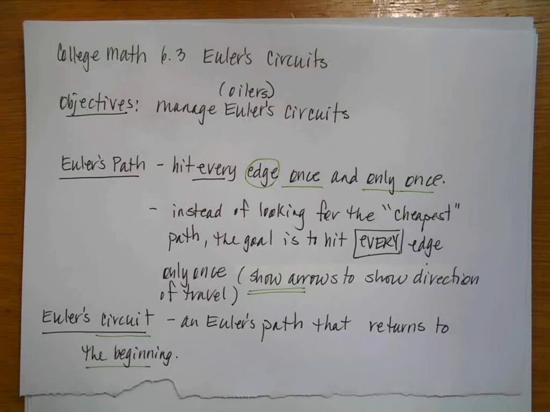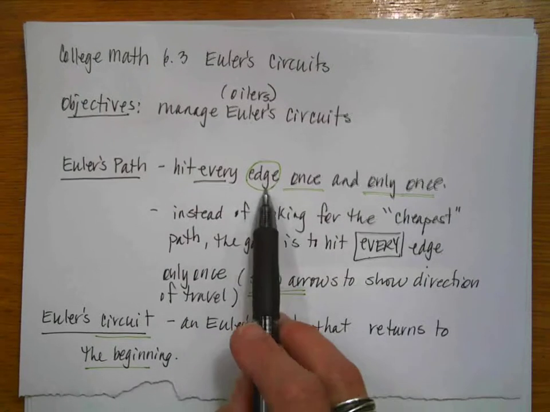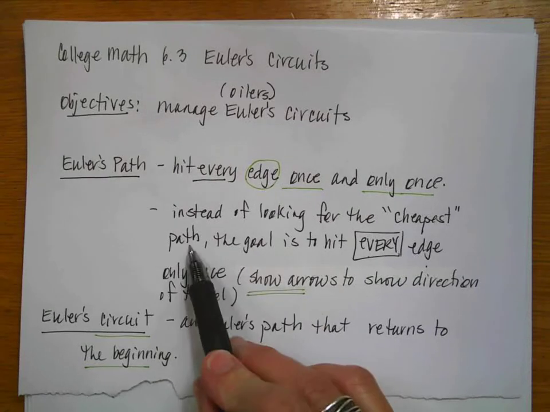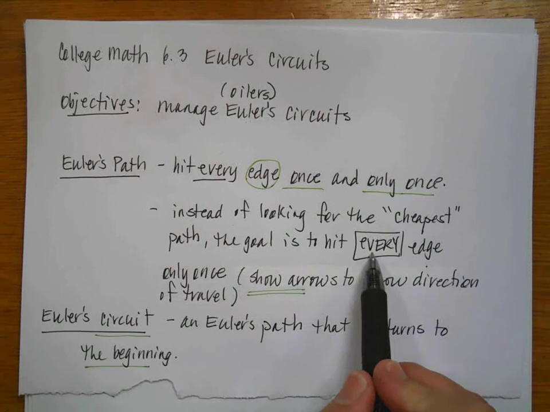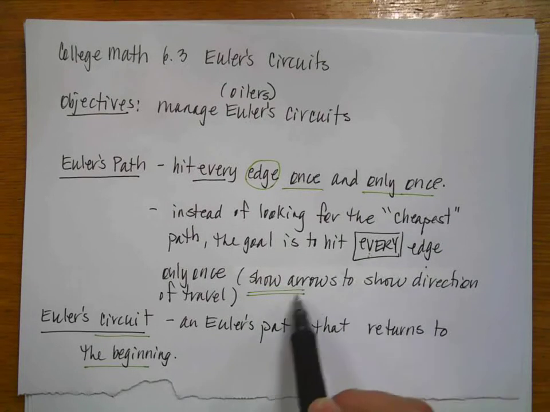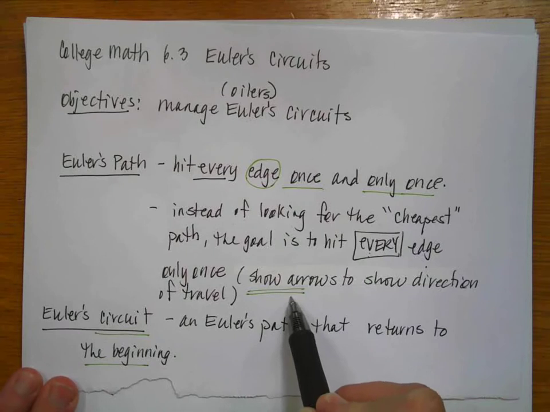So an Euler's path is we're going to hit every edge once and only once. So this is the key component about an Euler's path. Instead of looking for the cheapest path, our goal is to hit every single edge, but we're going to only hit them once. Another thing that's important is that you show the arrows for your direction of travel.